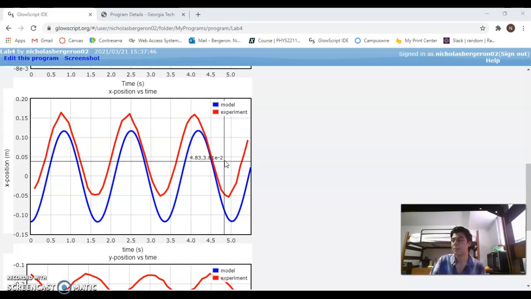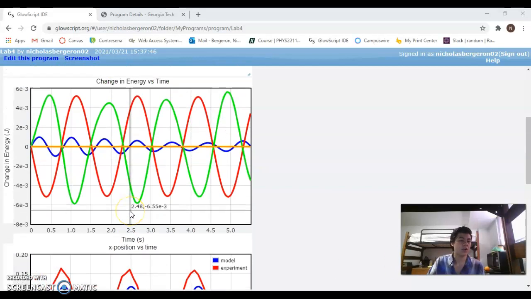So that, I believe, is everything. Yes, so that is everything. As we can see, the change in energy for our model is 0, because it is being converted from kinetic to potential and vice versa.